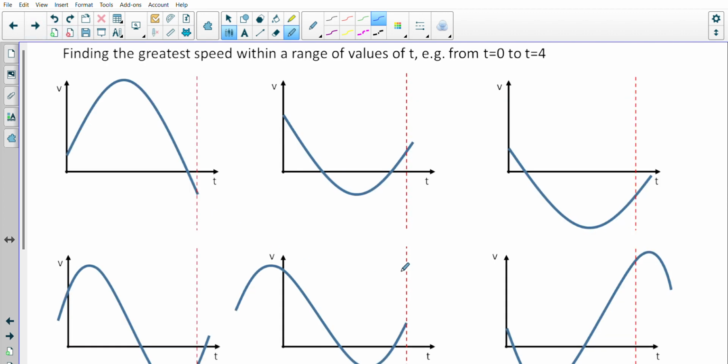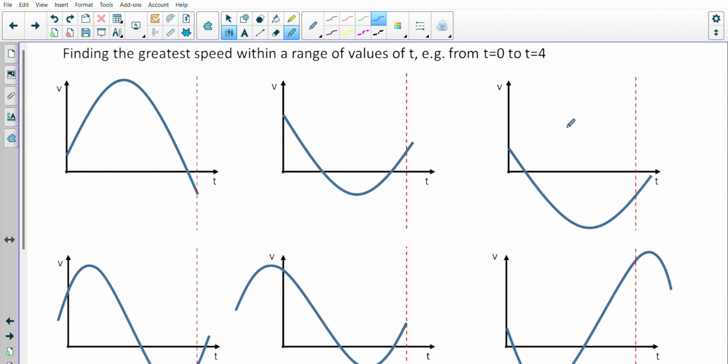Okay, for the next example, you're going to see the greatest speed. So they're going to ask you what the greatest speed is within a range of values. And in these diagrams that we're going to look at together, it's going to be looking at from t is 0 to t is 4. So what is the greatest speed between those two values?